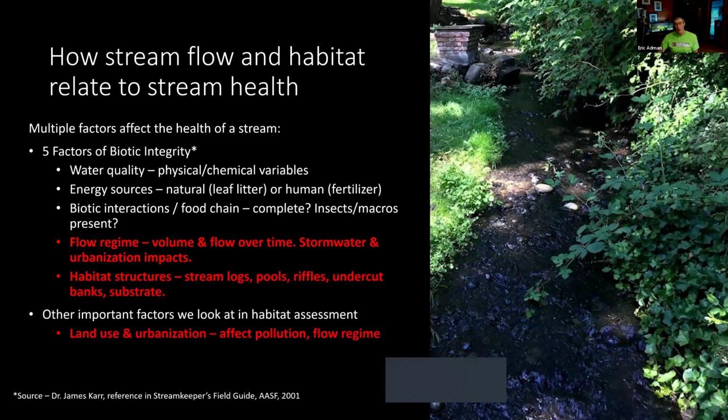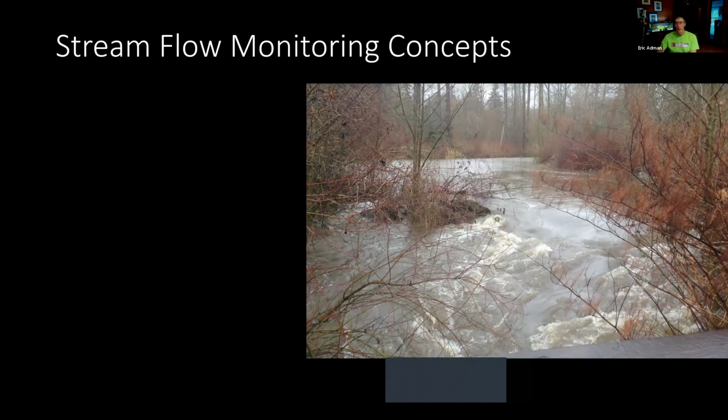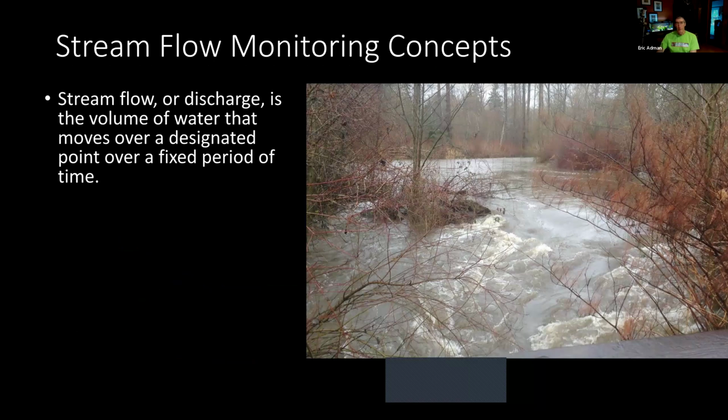Some other things that we want to look at in terms of the habitat assessment is what's happening in the landscape, because that can affect the stream quite a bit. And also what's happening immediately around the stream. Does it still have some shading, or have the trees and the shrubs been cut down so that there's no shade? So those are some of the things that we're going to look at in terms of habitat and stream flow.